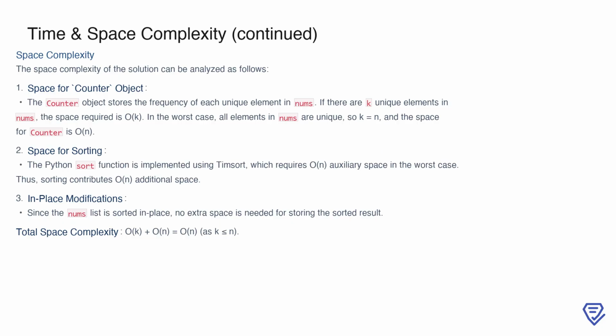Next, the sorting process uses Python's Timsort algorithm, which requires O(n) auxiliary space in the worst case. However, since the sorting is done in place on the original array, no extra space is needed to store the sorted result. Combining these factors, the total space complexity is dominated by the larger of k and n, which simplifies to O(n), because k, the number of unique elements, cannot exceed n, the total number of elements in the array.